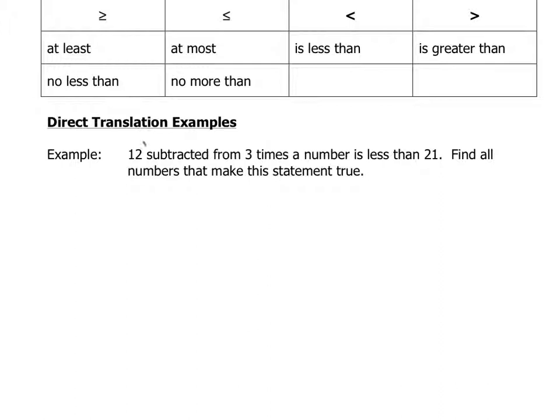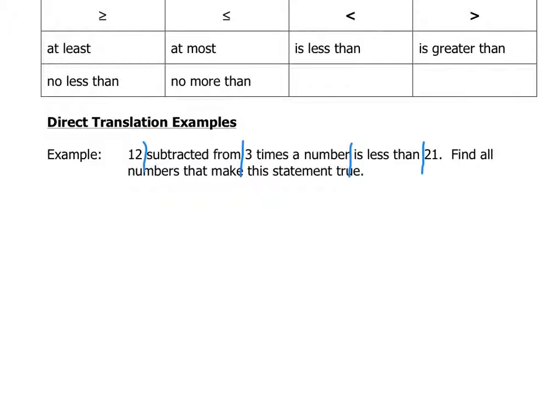We're first of all going to have 12. Subtracted from is a chunk. 3 times a number is a chunk. Is less than is a chunk. And we have 21.